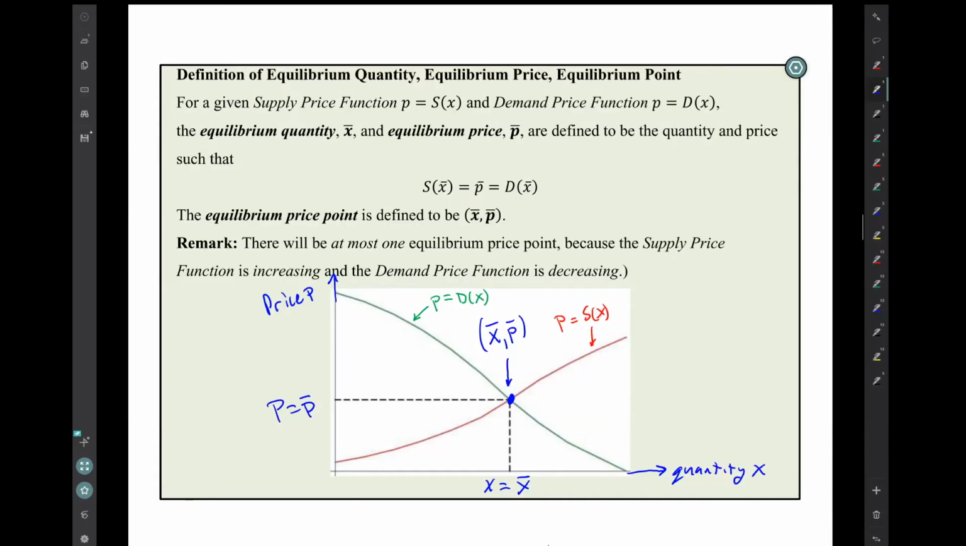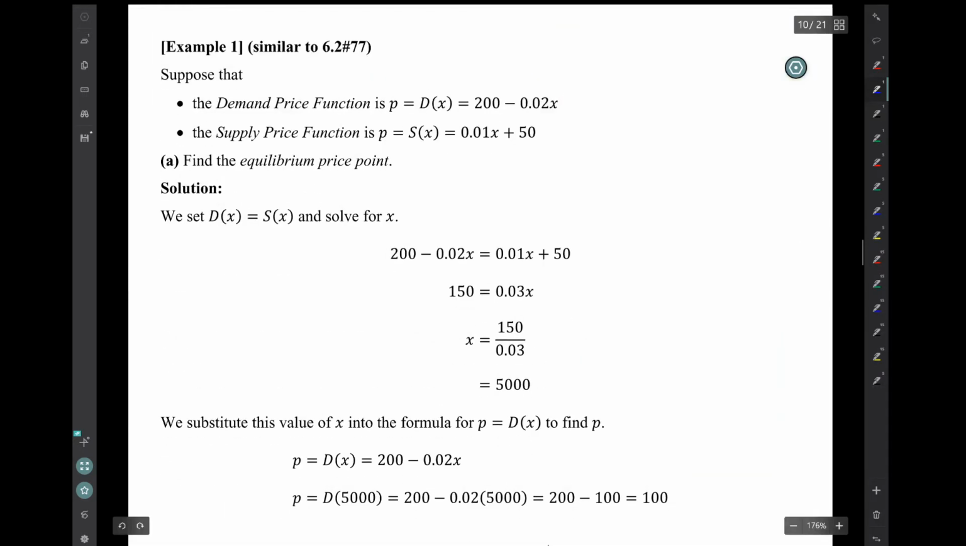For the rest of this video, I'll do two examples of computing the equilibrium price point for a given supply price function and demand price function, and then computing consumer surplus and producer surplus at that equilibrium price point. Example 1 is similar to 6.2 number 77. Suppose that the demand price function is d of x equals 200 minus 0.02x, and the supply price function is s of x equals 0.01x plus 50. Question A is to find the equilibrium price point.